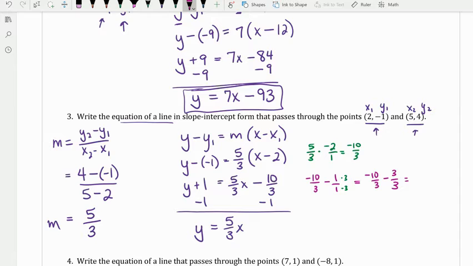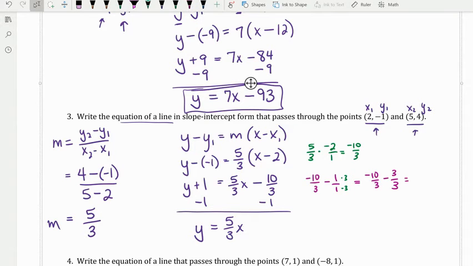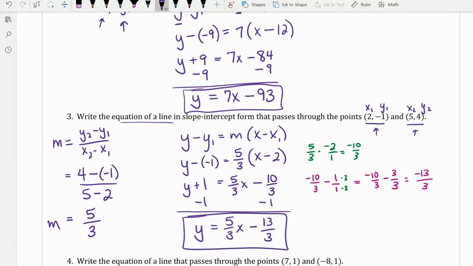And then if I subtract across the top, now I can. Don't cross cancel when you subtract. I had a couple of people do it there. You can only cross cancel when you're multiplying. Oops. So then -10 minus 3 would give me -13. And then I keep my denominator the same as 3. So then that means -10/3 minus 1 would be -13/3. And there's our equation of our line.